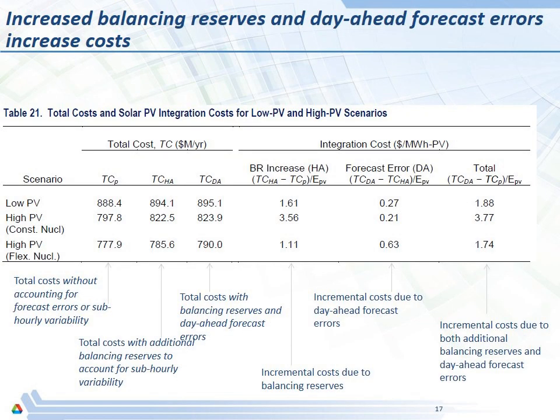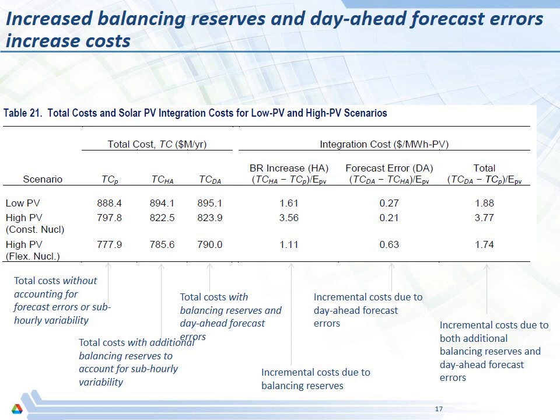So let me walk through a little bit about how we take this modeling that we did and start to calculate the integration costs and parse that out between the costs associated with balancing reserves and with day-ahead forecast errors. So these columns on the left here show the total cost of operating the different portfolios with low PV or high PV. And in the first column, we have the total cost, assuming that we can perfectly forecast the PV and that we don't have any need for additional balancing reserves. So that was our bar on the far left.